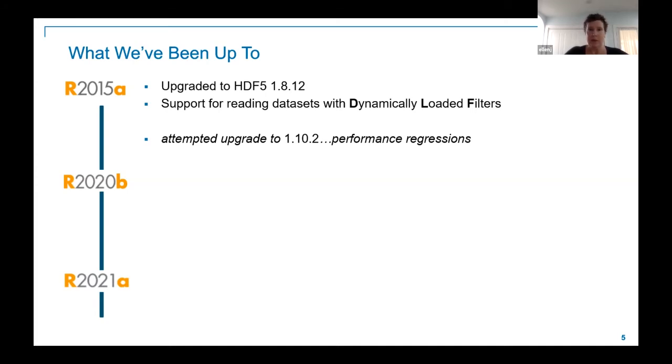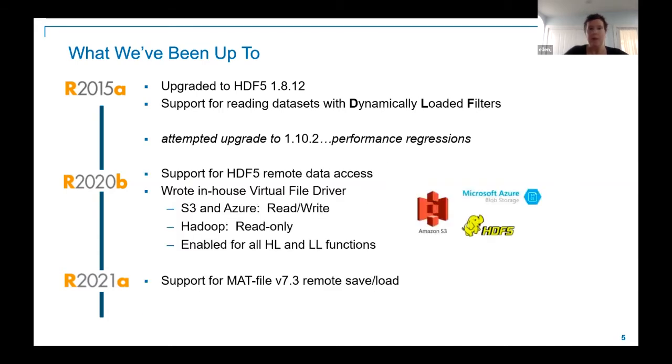So we attempted the upgrade, saw performance regressions, and then, I don't want to spoil this, in the meantime, in R2020b, we added support for remote data access for HDF5 data stored, both read and write, on S3, Azure, and Hadoop Distributed File System. We wrote our own in-house virtual file driver based on the HDF5 Sec2 driver and combined that with the MATLAB architecture that enables us to read and write into remote locations, and did some magic with that. And that's how we were able to do this. This works since R2020b for all of our high-level and low-level functions.